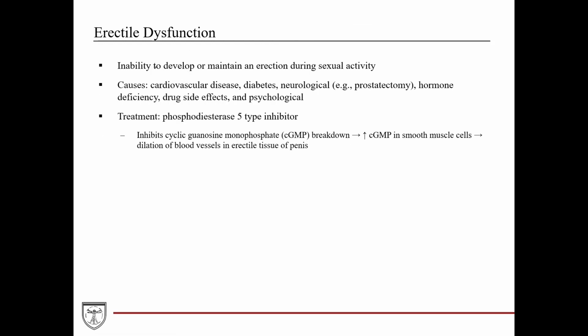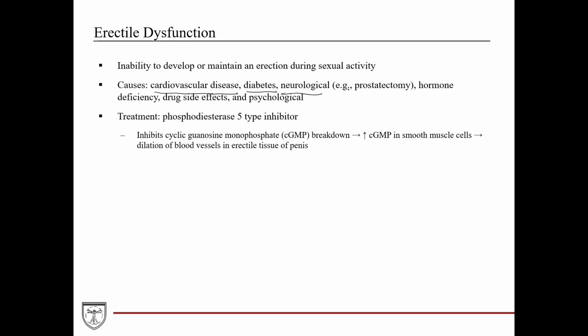Erectile dysfunction. This is the inability to develop or maintain an erection during sexual activity. Causes: cardiovascular disease, often a cause of this. Again, remember, getting an erection is dependent on having good blood flow. So if you've got significant cardiovascular disease or atherosclerosis of your peripheral vessels, that's going to potentially limit blood flow and could lead to erectile dysfunction. Diabetes, remember, can affect blood vessels, especially peripheral blood vessels. So that can affect blood flow as well.